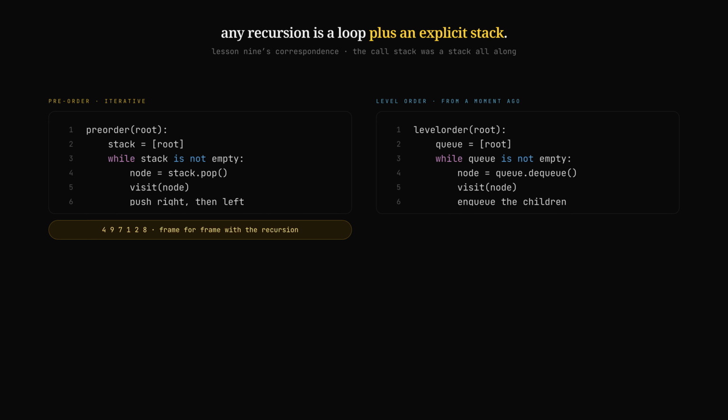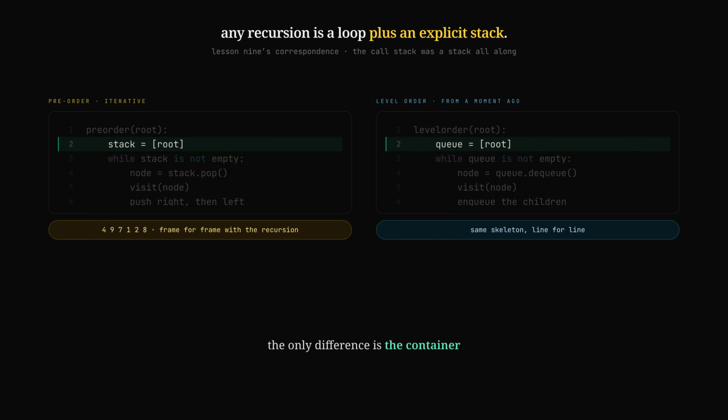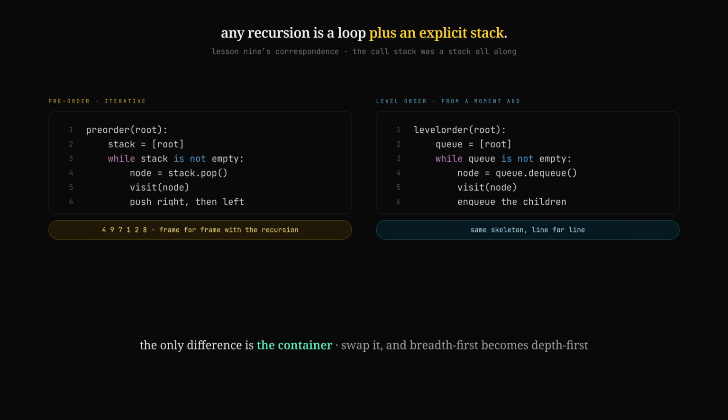Now, put that function next to level order from the last scene. Look at them. Same skeleton, line for line. Seed the container with the root. Loop until it's empty. Take one out, visit it, put its children in. The only difference is the container. Swap the queue for a stack, and breadth first becomes depth first.